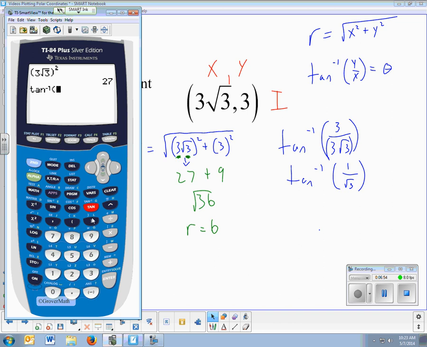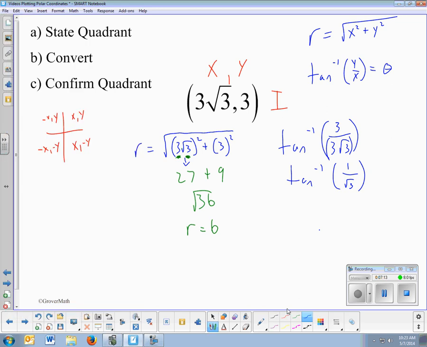So second tangent is how we get inverse tangent, not regular tangent. Second tangent, 1 divided by radical 3. Get out of my radical, close parentheses, hit enter, and we get 30 degrees. Now make sure your mode is on degrees, otherwise it's going to give you something else. But the answer is 30 degrees. And so we have theta equals 30 degrees. Put it together, 6 comma 30 degrees.